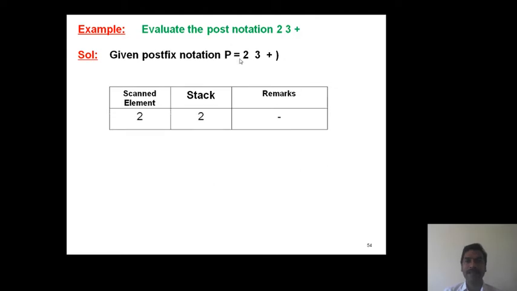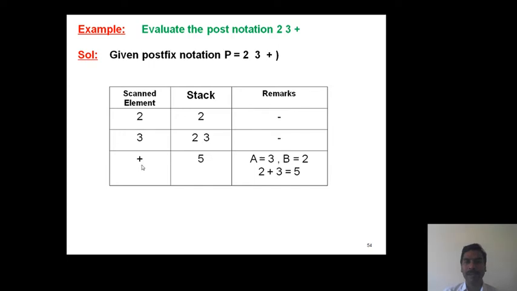So the first scanned element is 2. Now 2 is an operand, hence put into the stack. Next scanned element 3. 3 is also an operand, hence put into the stack. Now 3 is the topmost element of the stack. Next scanned element plus. Plus is an operator, hence first remove the 2 topmost elements from the stack. So the first deleted element is 3.